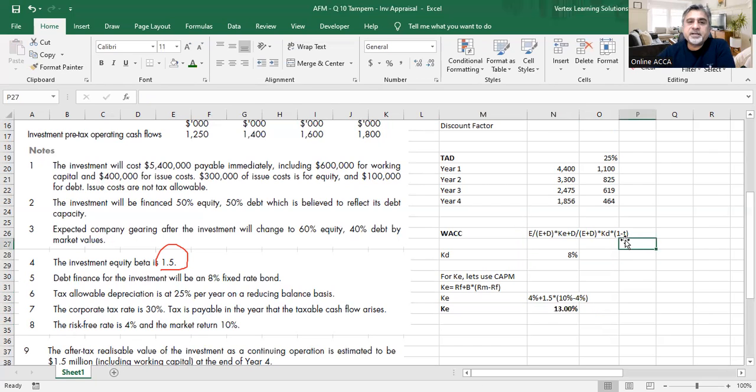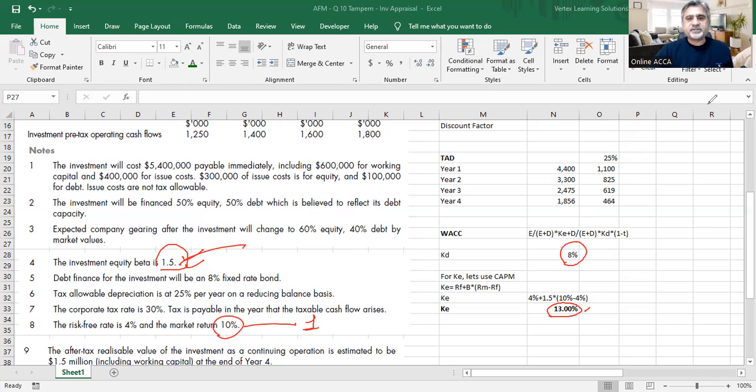You see that the average return on the market is 10%. But for this particular project, the shareholders or equity holders expect 13% return. Why? Because the project has a higher risk profile. 10% is where beta value is 1. And if beta value is 1.5, the expected return by the shareholders, the equity providers, has increased. Debt is always lower.